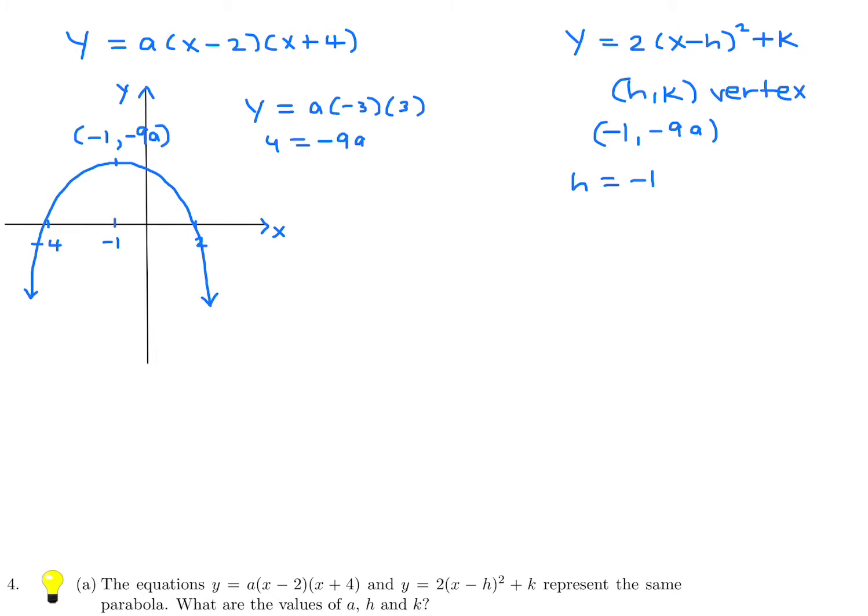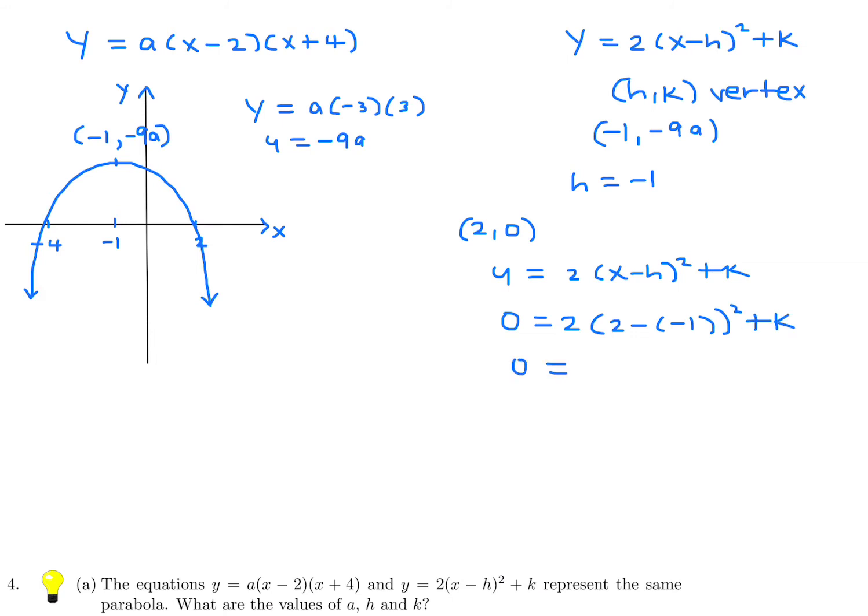All right, so now let's move forward and try to get another value. From this graph and this equation, we know that the graph crosses the x-axis at 2 and at negative 4. Those are, of course, the x-intercepts. So we can sub one of those in. Let's put in the one that's (2, 0) into y equals 2(x minus h) squared plus k. So y is 0, x is 2 minus h, but the h I just got was negative 1, plus k. This will allow me to solve for k. So this is going to be 3 squared, 9 times 2, 18 plus k, so k is negative 18.